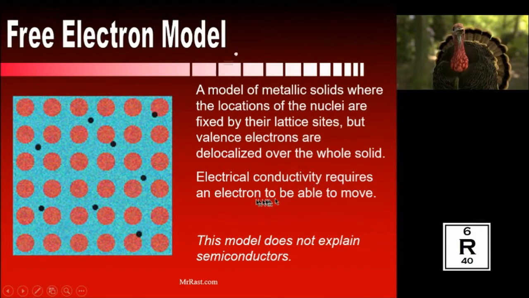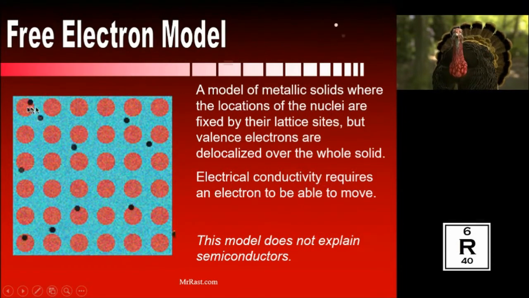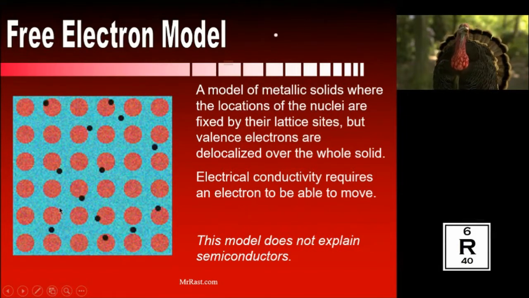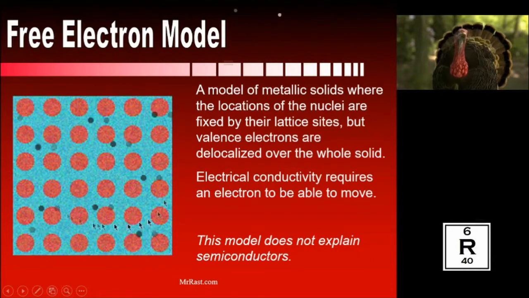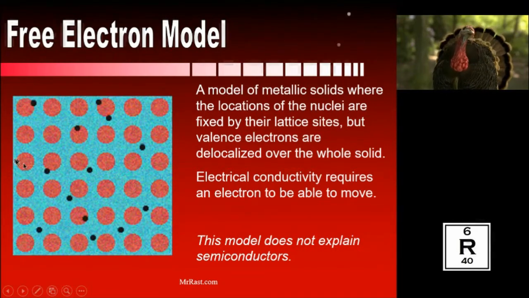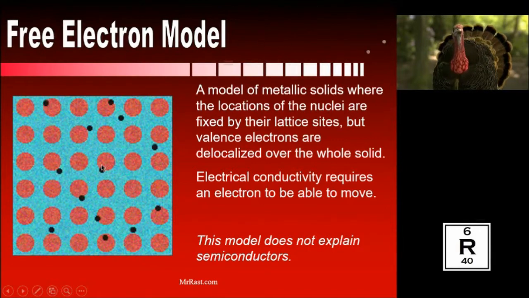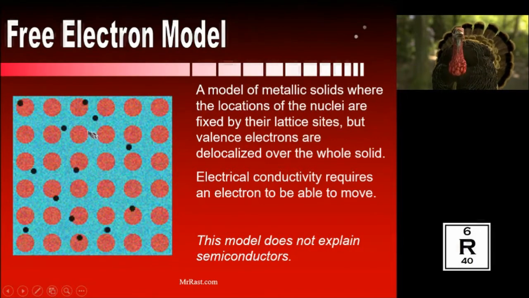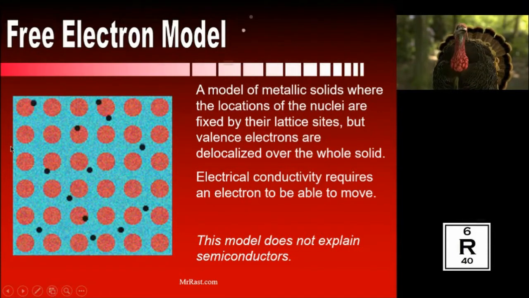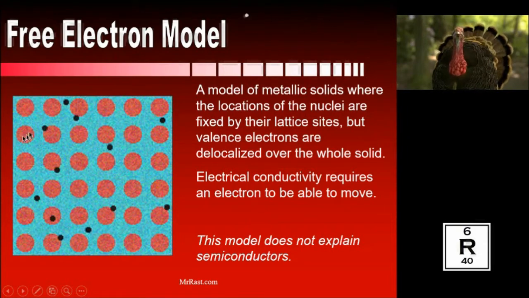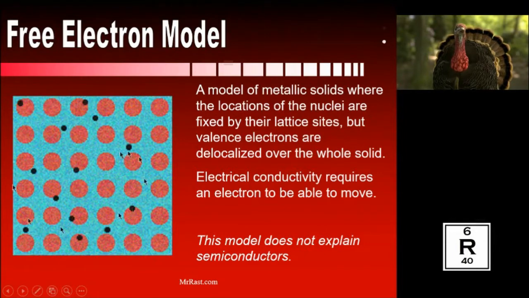Electrical conductivity requires an electron to be able to move. So the free electron model says basically here's the nuclei. If it's a metal, it's not moving around like a liquid. So the nucleus is fixed, but the electrons are free to move around. If the electrons are free to move around, you can conduct electricity through it. This is why metals conduct electricity. And in this model, nonmetals would have the electrons fixed around the nuclei, and that's why nonmetals cannot conduct electricity, because those electrons are not free to move around. They're around the nucleus, whereas in a metal, it's like a sea of electrons.